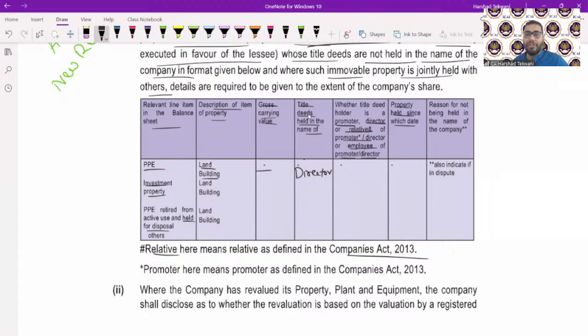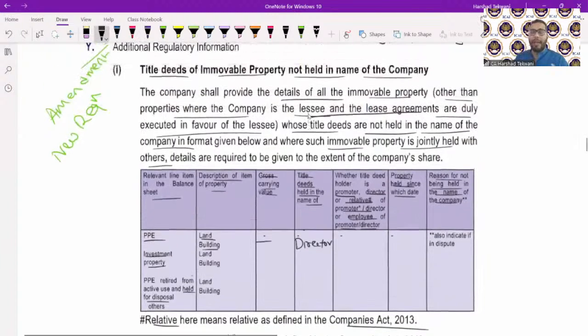Property held since which date? Since which date is that person holding that property? And the reason for being held in that name, not in the name of the company. Reason why the property is not in the name of the company. All these details are now required to be given by the company in their financial statement. Basically, why? Because it happens at times.